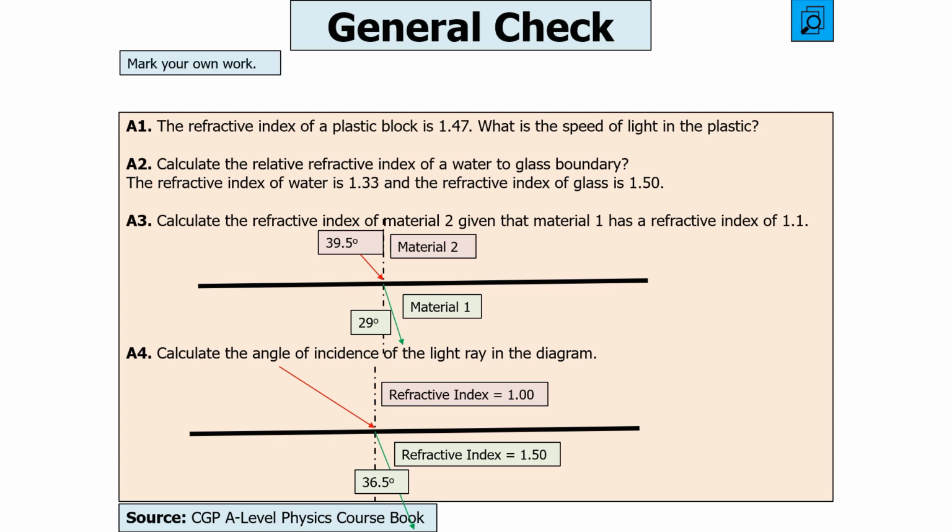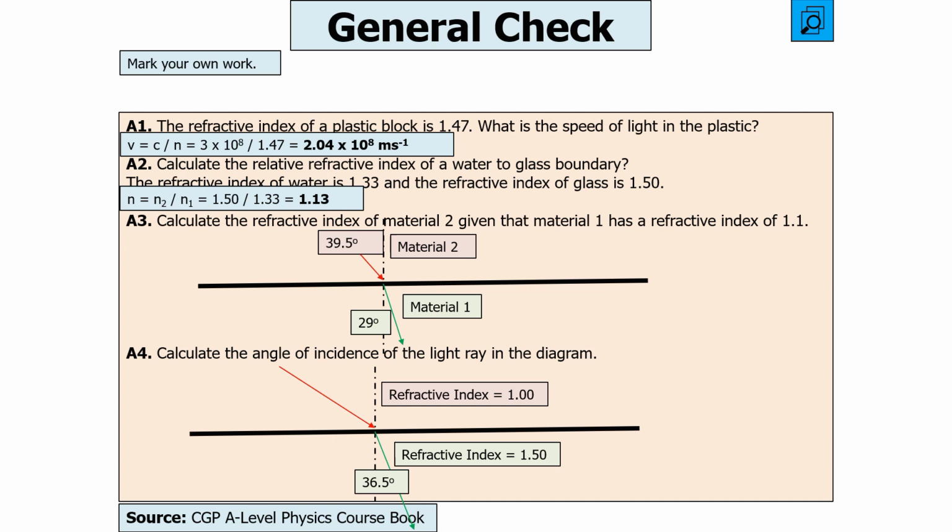Right, so how to answer this first question? Well, you've got the refractive index and you can link that into speed by saying speed is equal to the speed of light in a vacuum divided by the refractive index. So it's 3 times 10 to the 8 over 1.47, 2.04 times 10 to the 8 meters per second.